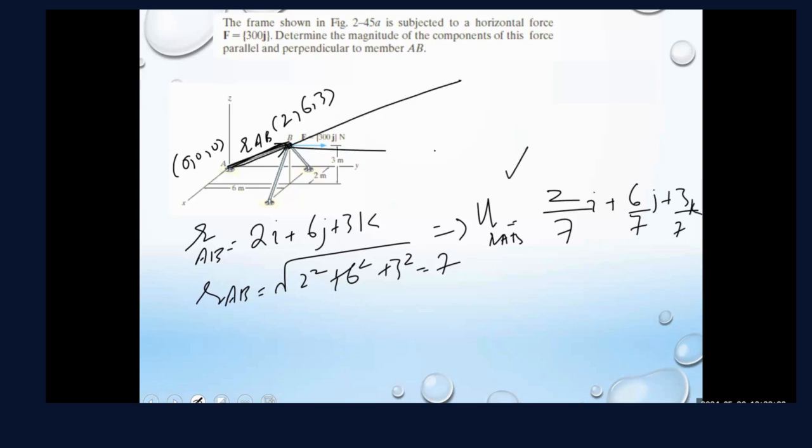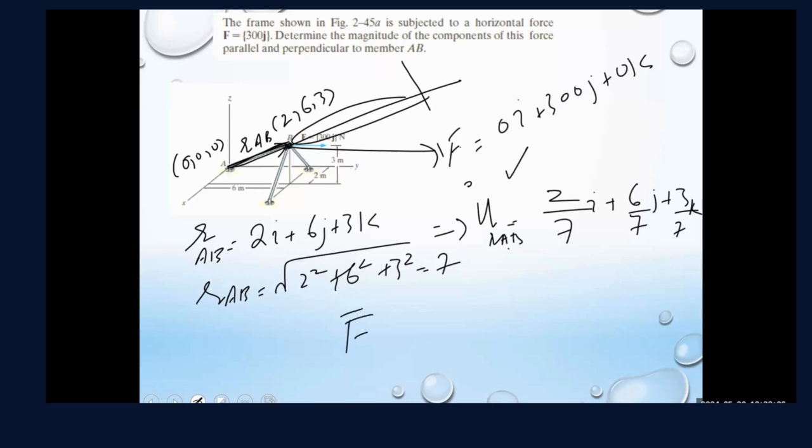Now I know the unit vector in this direction is this one, and I know the force is equal to 0i plus 300j plus 0k. So if I take the dot product of these two, this should give me the projection here, which is 300 times 6/7. Yeah, let's do that. So you know that when I am solving, this is the unit vector AB, let's say.